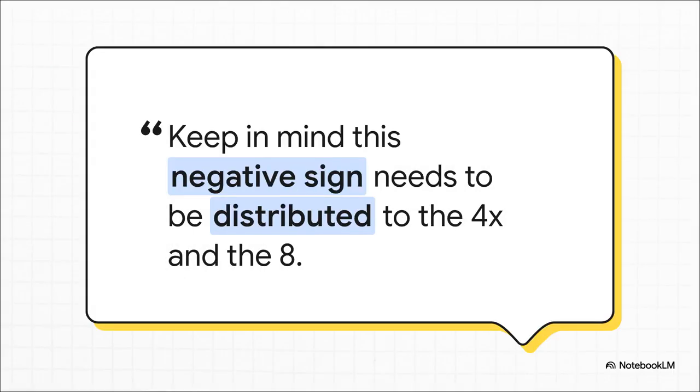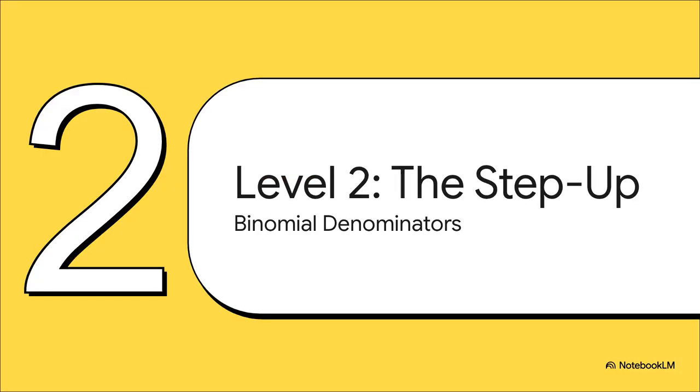Just like the quote says, that negative sign has to be distributed. You see, after you build up that second fraction, the top becomes 4x plus 8. But that negative sign out front applies to the entire thing, so it becomes minus 4x and minus 8. Forgetting to distribute that negative is the number one error, so always watch out for it. All right, level 1 complete.